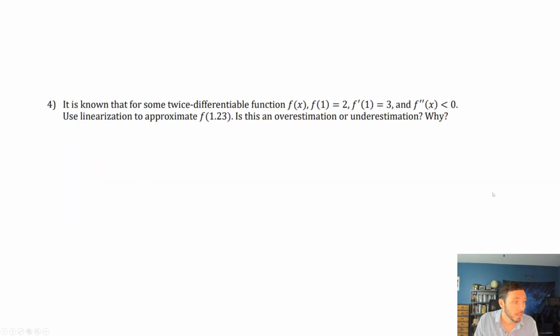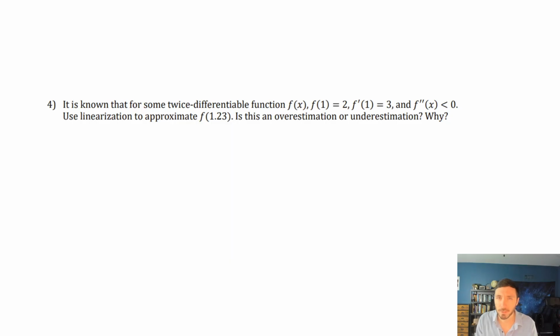Okay. So for 4, it's known that we have some twice differentiable function, and then we have all these little tidbits of information. We know f of 1 is 2, we know f prime of 1 is 3, and then we know it's concaving down. So use linearization to approximate f of 1.23. So it's just giving you all the information. This one's just going to be pretty plug and play into tangent line, and then utilize the fact that f double prime is less than 0 to figure out if it's over or under. So this one's kind of all laid out nicely for you.